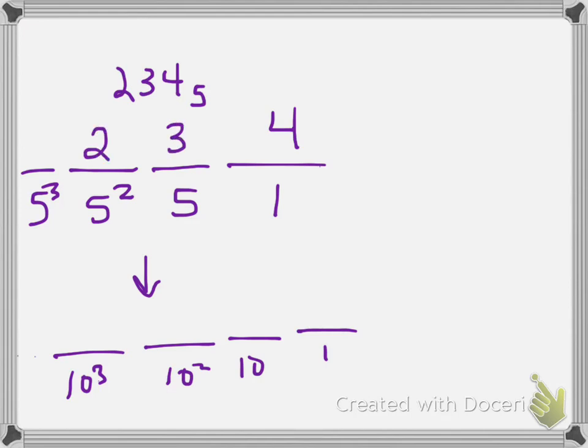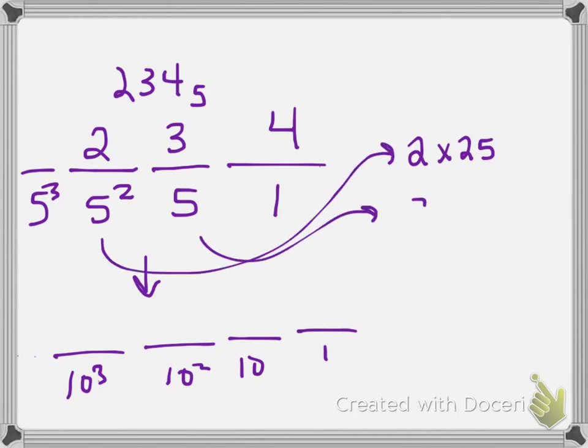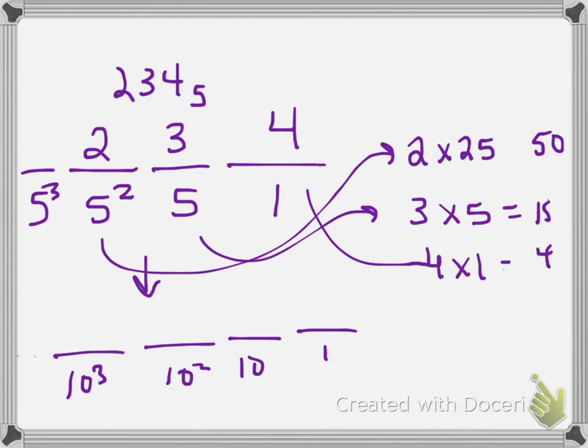So now, to convert that to base 10, it's like I'm counting blocks. I have 2 blocks of size 25. That came from here. I have 3 blocks of size 5. So this is 50, this is 15, and I have 4 blocks of size 1. So when I add that together, I've got 69, which means I have 6 tens and 9 blocks of size 1. So that's an example of how you convert from base 5 to base 10.